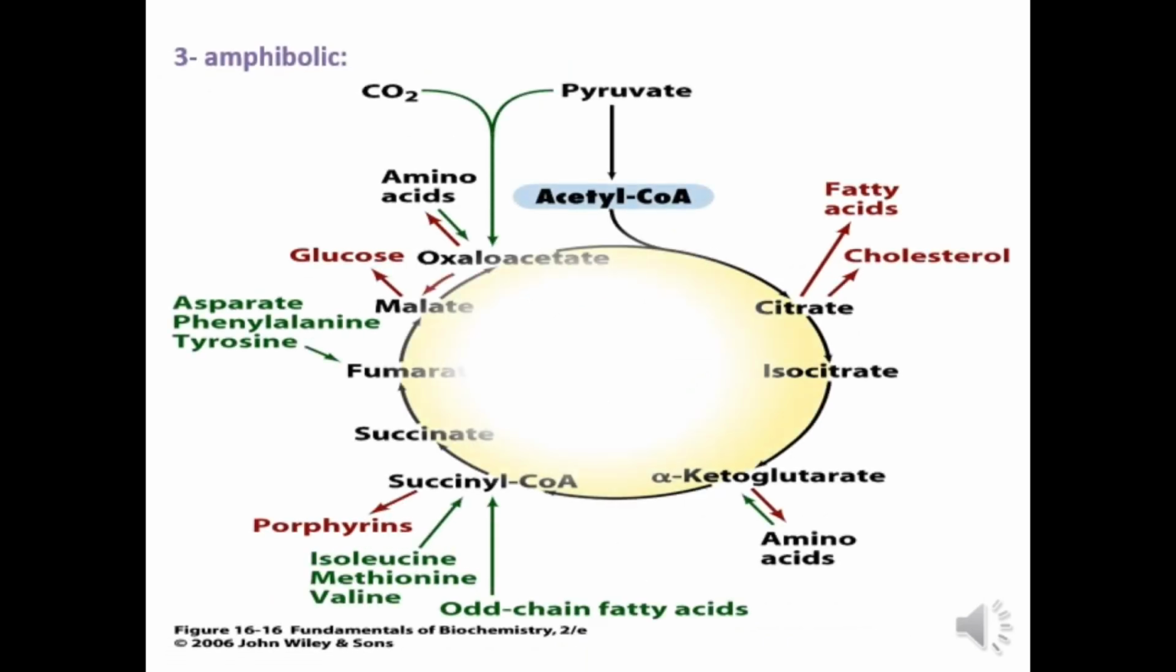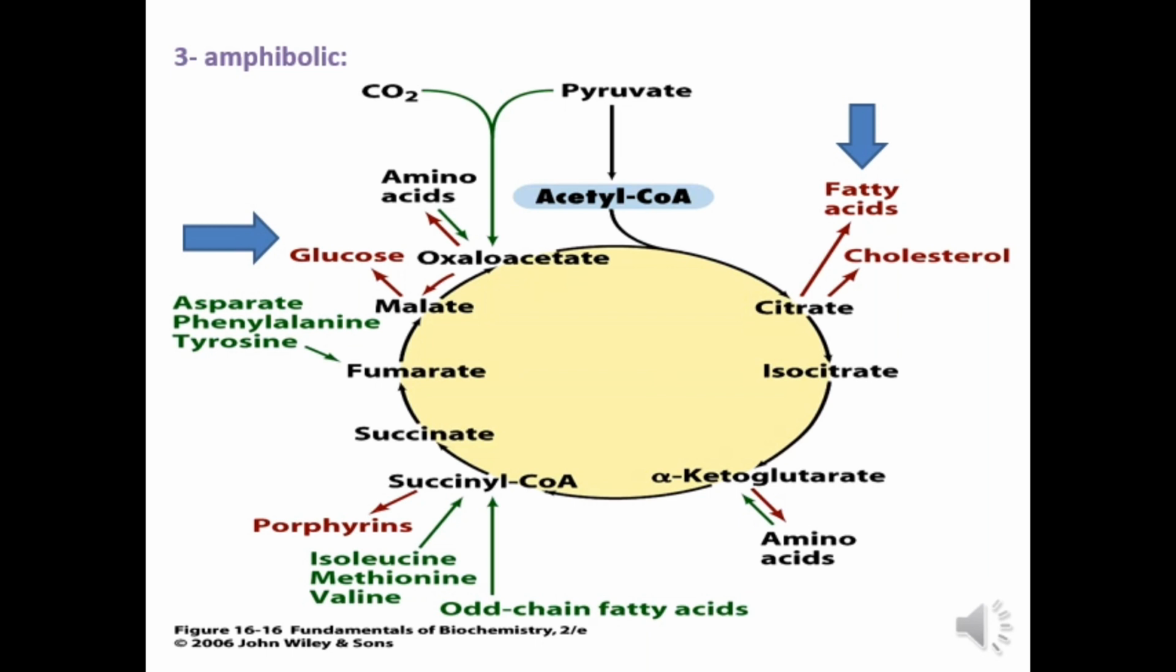Number 3, it is amphibolic pathway. It occurs at the crossroad of metabolism linked between anabolic and catabolic pathways. Some pathways originate from Krebs cycle and some pathways end at the Krebs cycle. It has a central role in gluconeogenesis. The synthesis of glucose starts from Krebs cycle. Also, it has a role in lipogenesis, the synthesis of fatty acid.